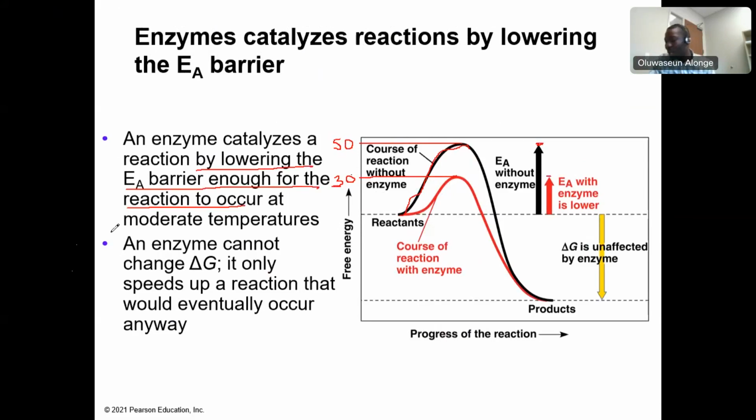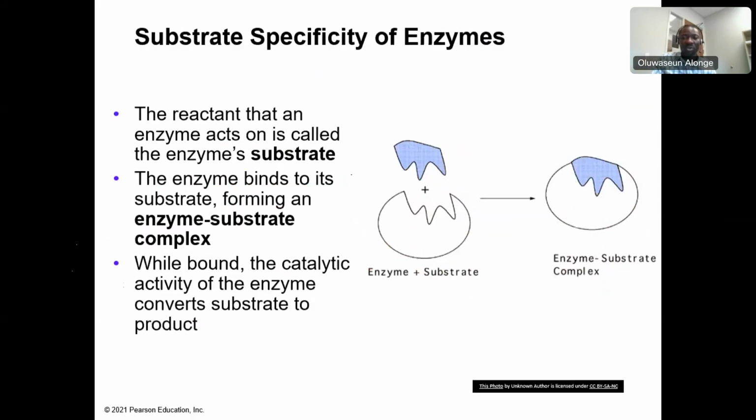Now, an enzyme cannot change delta G. It can only speed up a reaction that will eventually occur anyway. So an enzyme doesn't change Gibbs free energy, like I told you earlier. An enzyme will only reduce the energy required for the reaction to proceed.